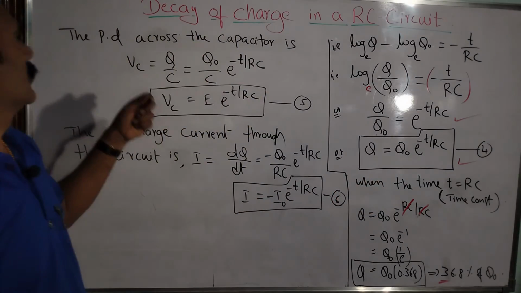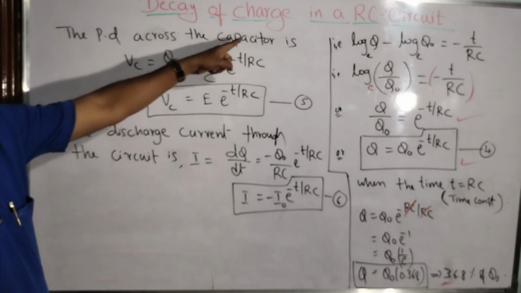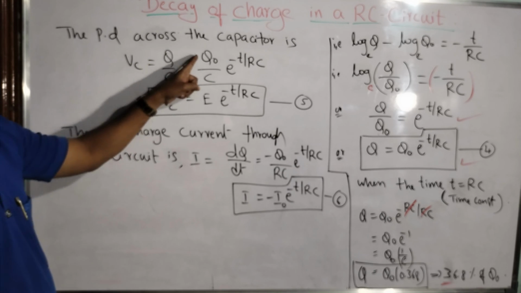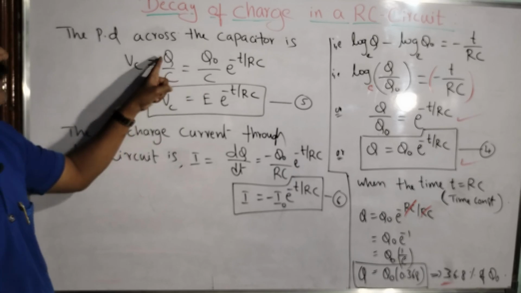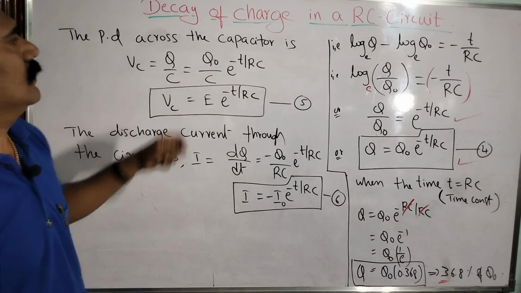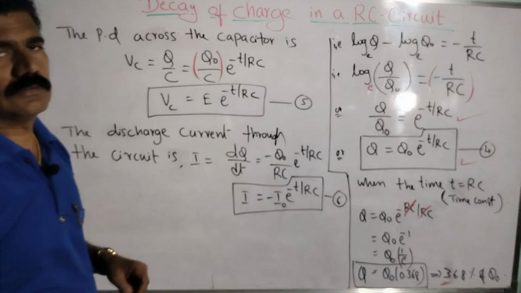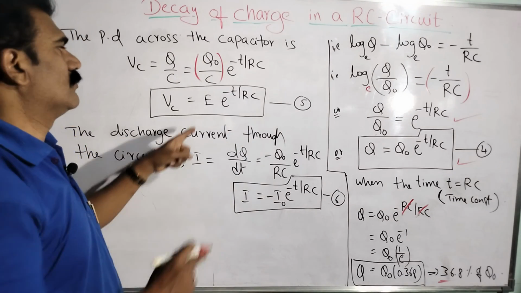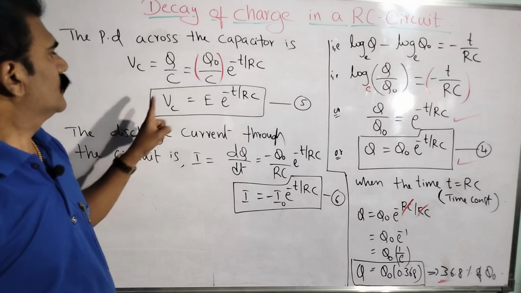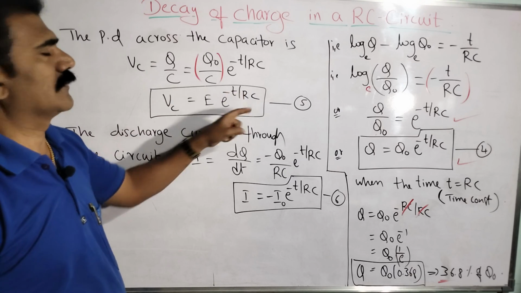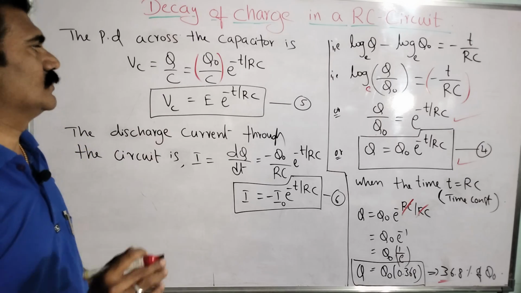And also, look at the PD across the capacitor, the potential drop across the capacitor, which is given by Vc equal to Q by C. You can substitute the value of Q from equation 4, that is Q naught into e to the power of minus t by RC. In this equation, Q naught is the maximum charge, and Q naught by C is equal to the supply EMF itself, that is E. So the voltage across the capacitor is E into e to the power of minus t by RC, when it is completely charged with maximum charge.